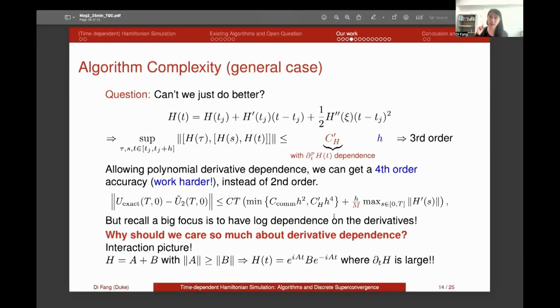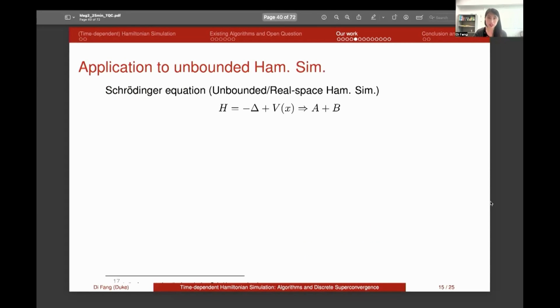Let's recall that at the very beginning, I said one of the motivations to consider time-dependent Hamiltonians is the interaction picture. So we indeed want an algorithm where the derivative dependence is mild, so that we can accommodate the interaction picture. Now I'll give you a concrete example. This is the so-called unbounded Hamiltonian simulation, or real space Hamiltonian simulation problem, where I have a Laplacian plus a potential. It is called unbounded because the Laplacian is a differential operator from L2 to L2. Its operator norm is infinity.